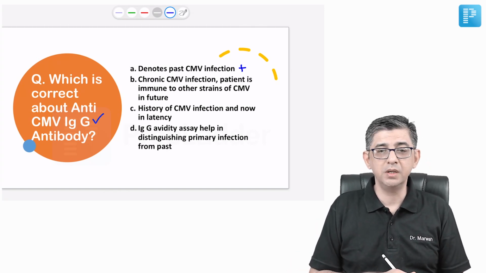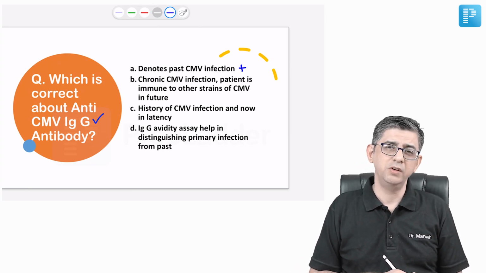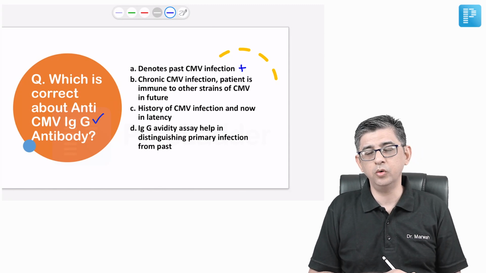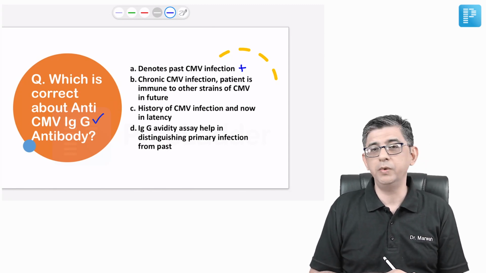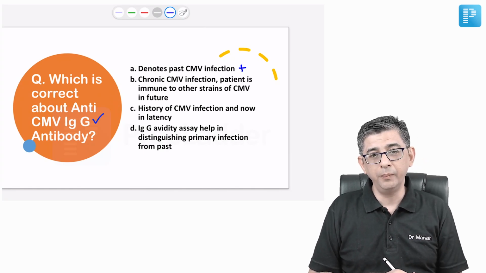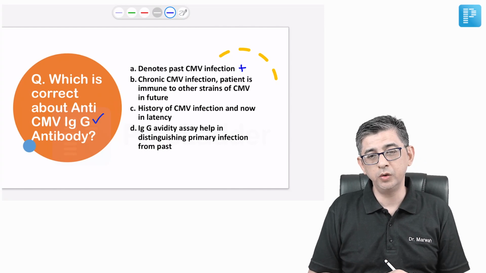B says chronic CMV infection, patient is immune to other strains of CMV in future. I can give the example of COVID-19. You might have had COVID-19 once, you might be having antibody, but that does not mean that Omicron BA1 or BA4 would not cause problems. I mean, people had Delta, then they had Omicron. So I'm giving a parallel here: somebody having antibody against COVID can still get infection with the newer strain.